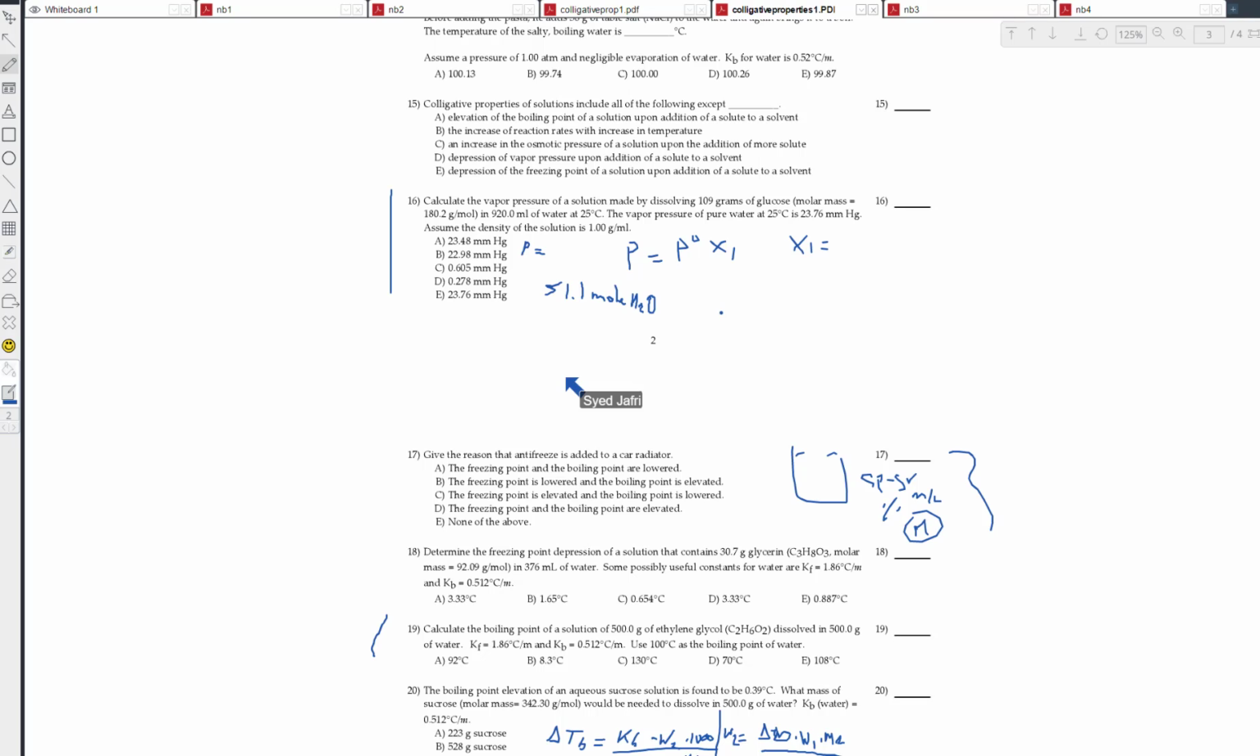Okay, and let's see, sets moles of water, and now P naught. Yeah, the vapor pressure. So if we multiplied this by 23.76. I'm just trying to make sure. Let me see.